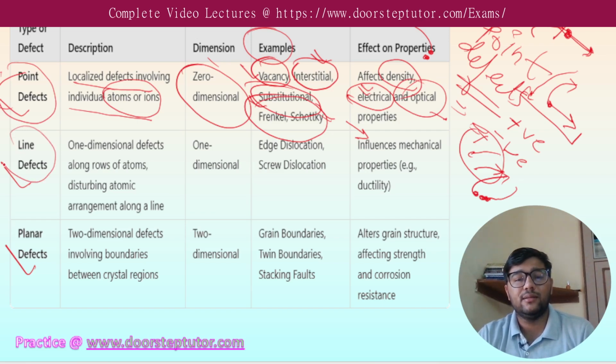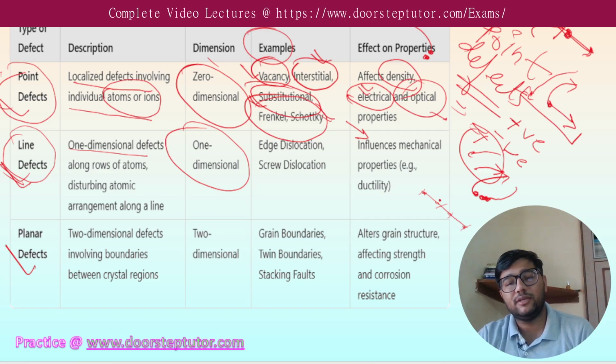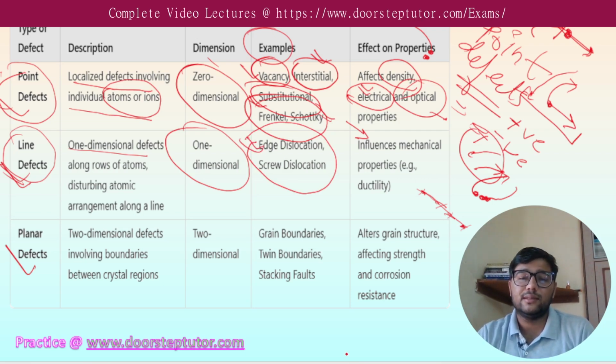Second is line defect. It is one dimensional. It will be in a line or rows of atoms. The defect will occur in a whole line or whole row of atoms, or the defect will occur at more than one atom or ion, and is called line defect. It occurs in a line connecting more than one or two atoms. And the types of line defect are the edge dislocation and screw dislocation, which we will discuss later.